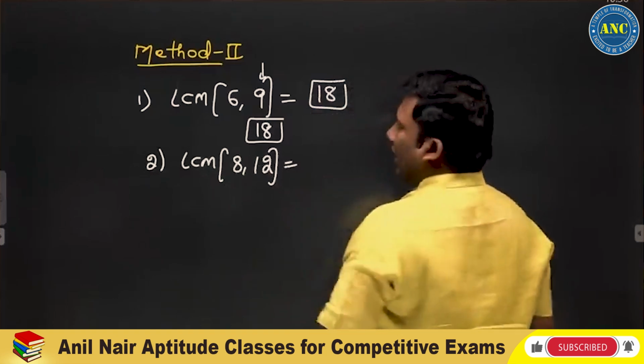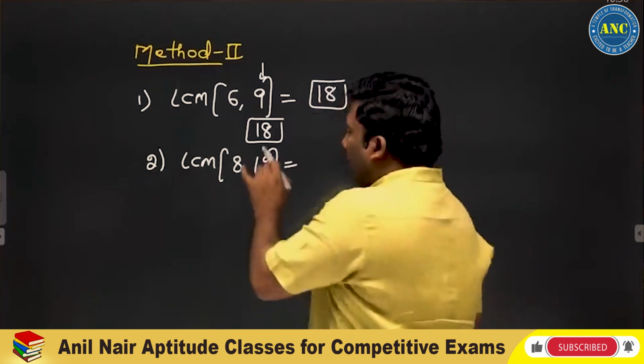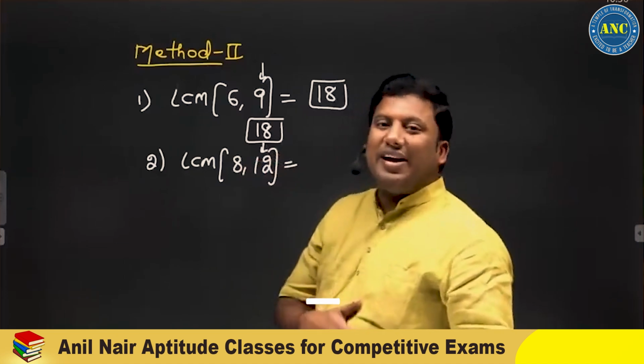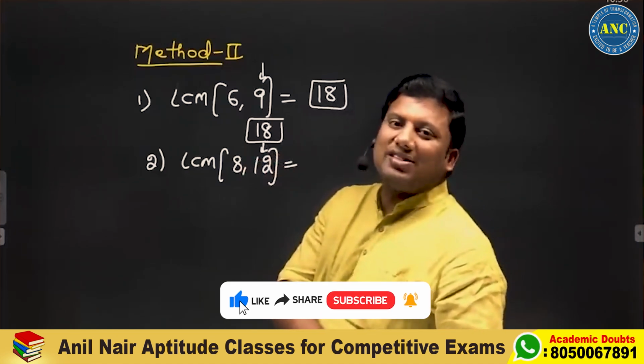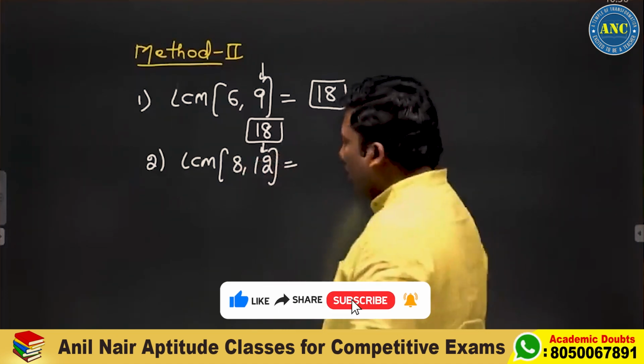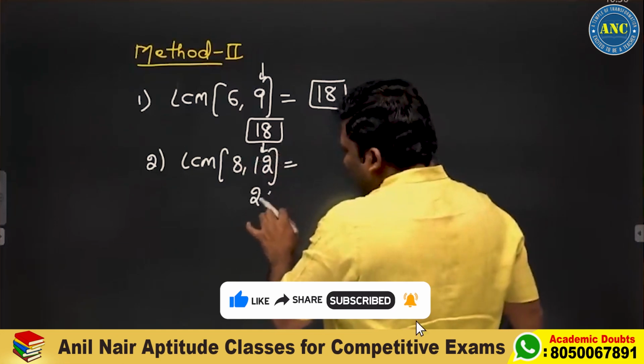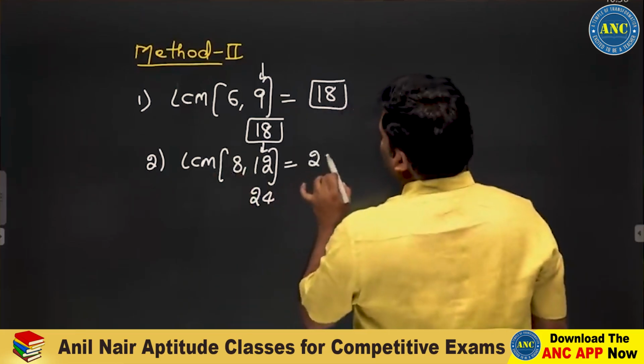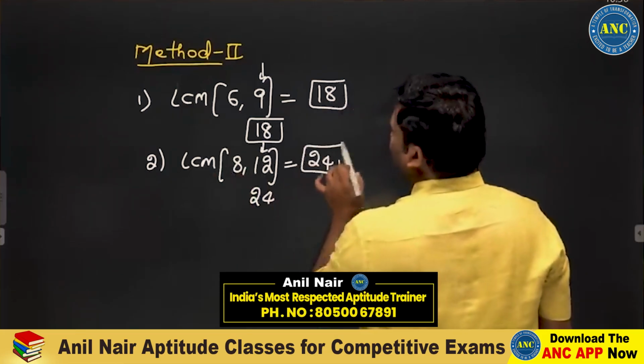For example, LCM of 8, 12. Go to the largest number. Is 12 getting divided by 8? No. 8 ones are 8, 8 twos are 16. Go to the next multiple, 24. Is 24 getting divided by 8? 24 is 3 into 8. The answer is the multiple which is getting divided.